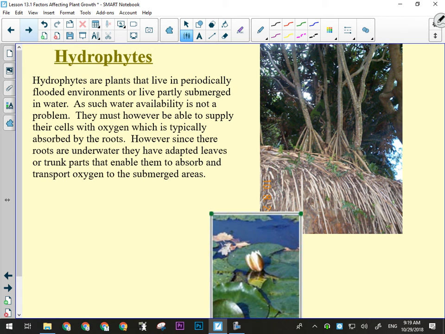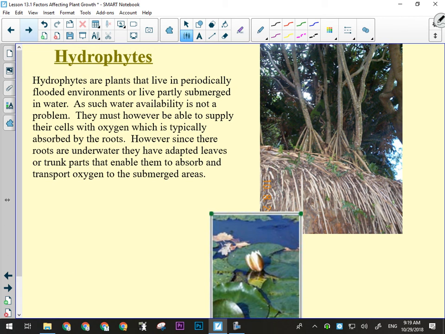Hydrophiles or hydrophytes love water, so they would grow in places that are flooded or saturated all the time. They can even tolerate being submerged. If you've been to the mangroves in Florida, those are hydrophytes. They can tolerate being flooded for months at a time. These plants here, I took a picture of in Hawaii. They were growing in a very tropical rainforest part of Hawaii.